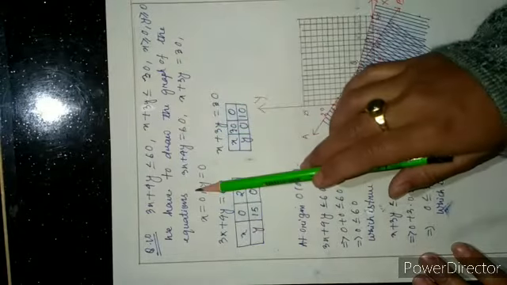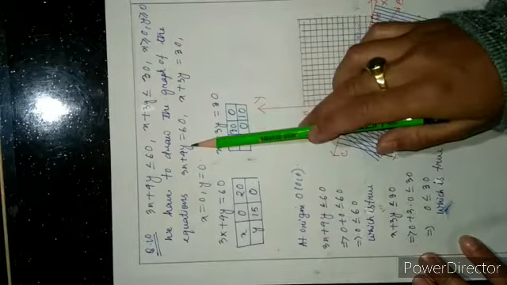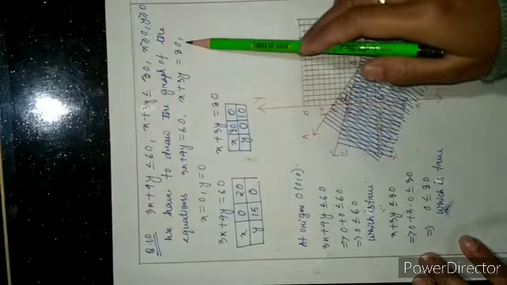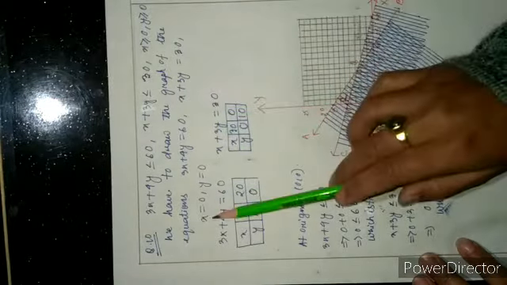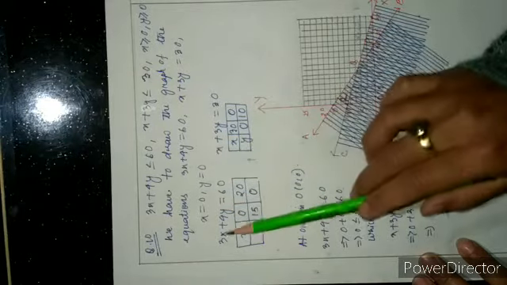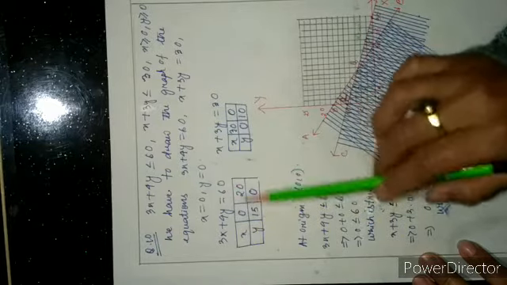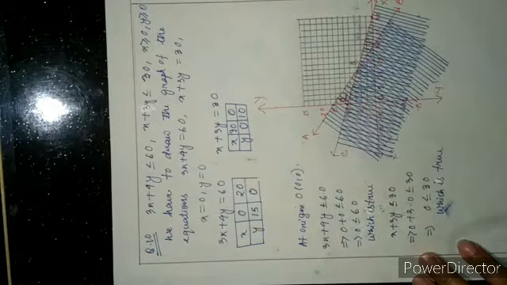We have to draw the graph of the equation 3x plus 4y is equal to 60. Then x plus 3y is equal to 30, x equals 0 and y equals 0. First, 3x plus 4y is equal to 60. Find some other pair satisfying this equation.